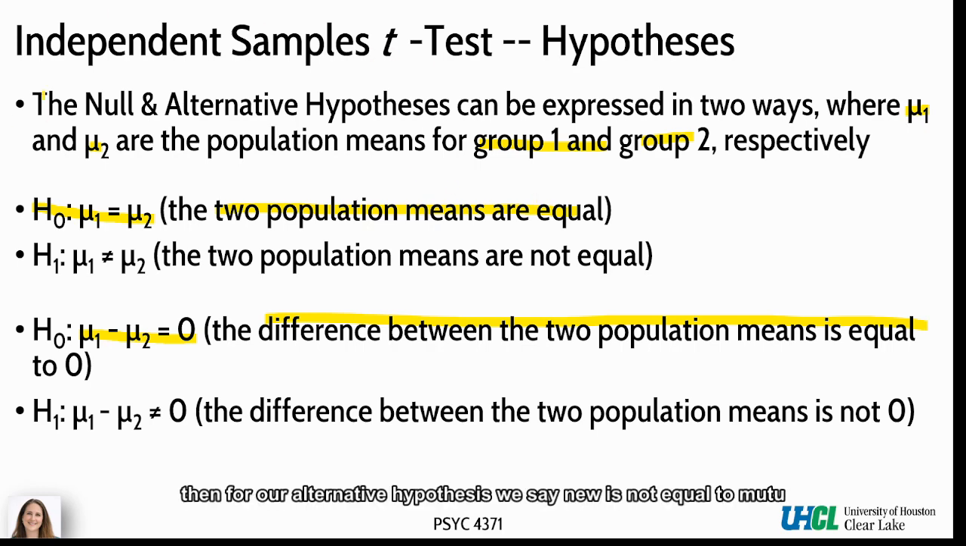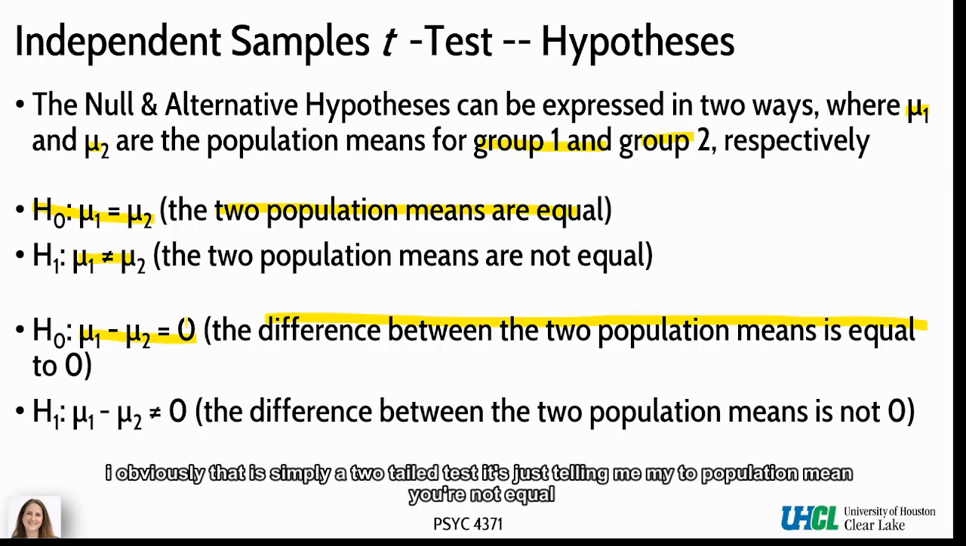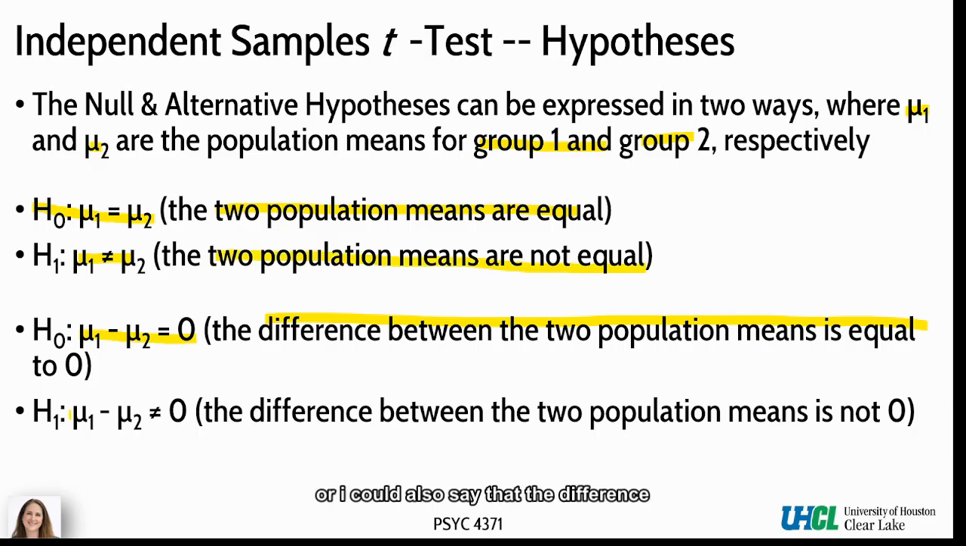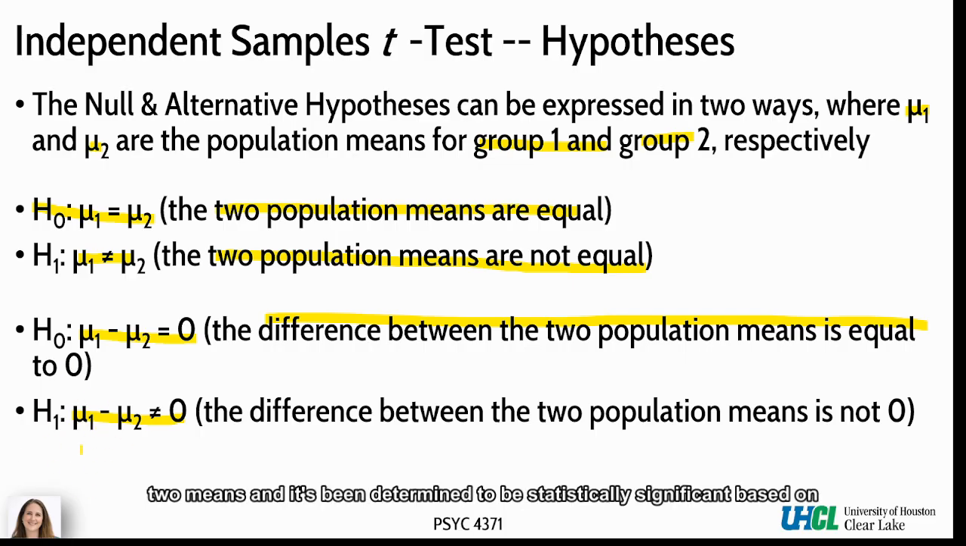Then for our alternative hypothesis, we say mu1 is not equal to mu2. Obviously that is simply a two-tailed test. It's just telling me my two population means are not equal. Or I could also say that the difference of mu1 minus mu2 is not equal to 0. So that means there's a difference between those two means, and it's been determined to be statistically significant based on whatever p-value we have established.